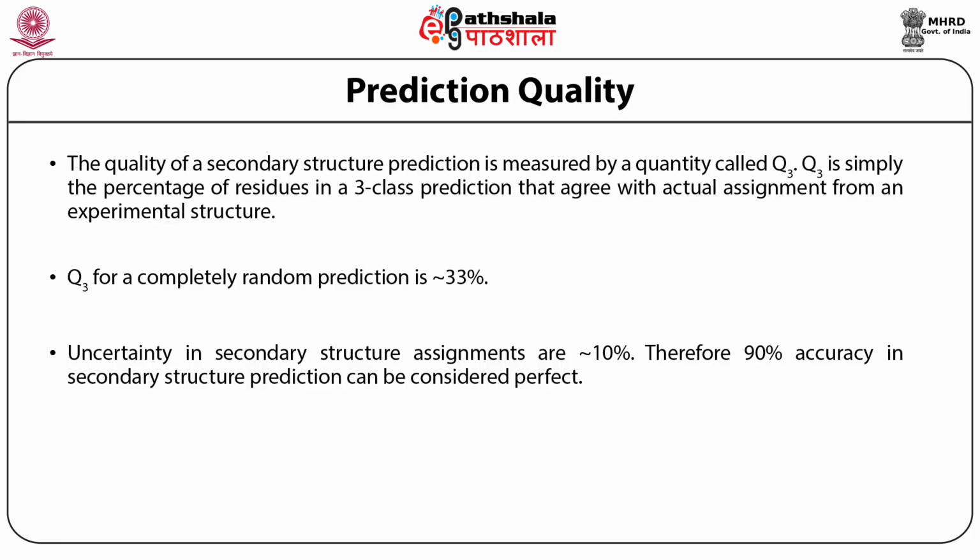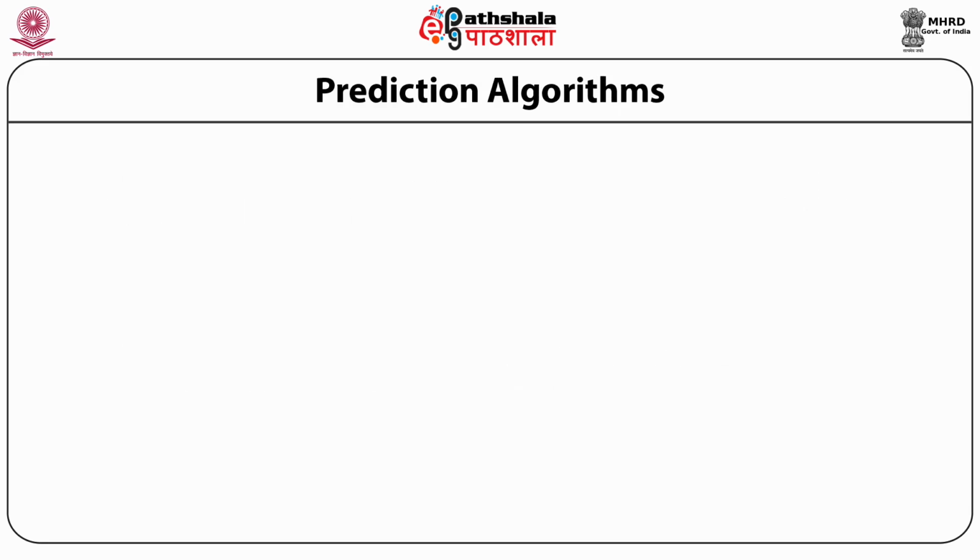So the maximum accuracy that one can achieve by a prediction program is around 90%. If we get about 90% accuracy, then we will consider it perfect prediction. There are various different types of secondary structure prediction algorithms. The simplest one would be just a sequence alignment.